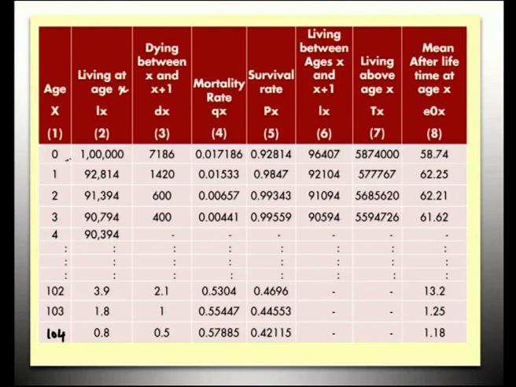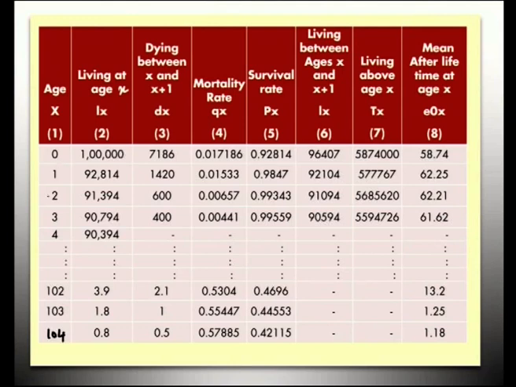Age x, living at age x is denoted as lx, and dying between x and x plus 1 is denoted as dx. Mortality rate is denoted as qx, survival rate is denoted as px, living between ages x and x plus 1 is denoted as Lx, and living above age x is denoted as Tx. The mean after-lifetime at age x is denoted as e power 0 x. This is a census report taken from the census of India.